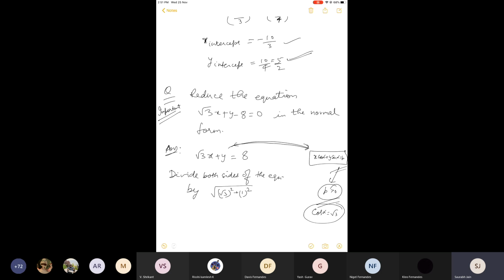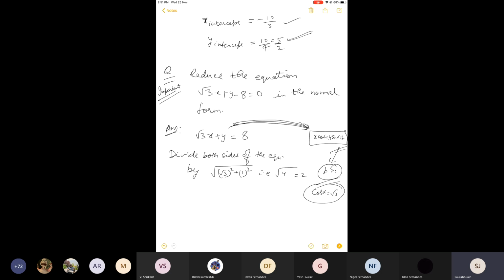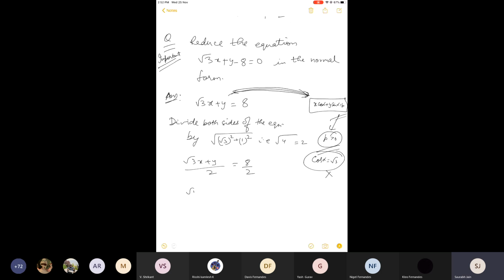So if we want to generalize it, what will we say? That we will divide both sides by under root of sum of squares of the coefficients of x and y, which are root 3 and 1 here. So what is this value in this particular question? This value is root 4, that is 2. So before you come to the conclusion that it is comparable to this and make a mistake, you will divide both sides by 2 first. So this will become root 3x by 2 plus y by 2 equals 4.